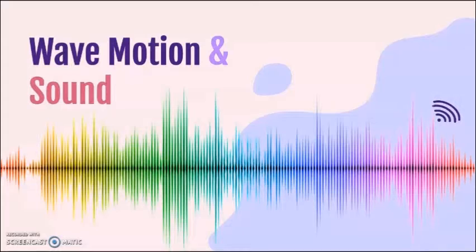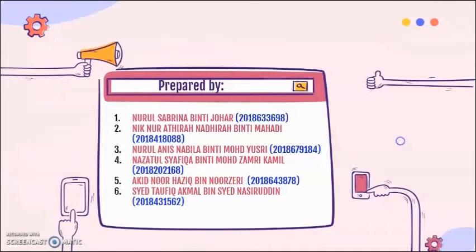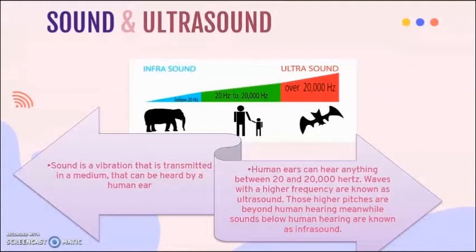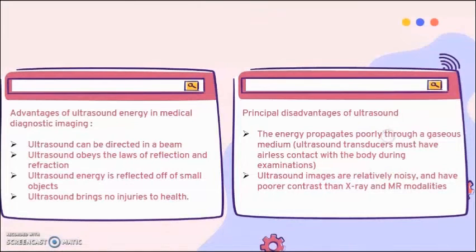Today, our group will present about wave motion and sound. Sound is a vibration that is transmitted in a medium that can be heard by a human ear. Human ears can hear anything between 20 and 20,000 Hz. Waves with a higher frequency are known as ultrasound. Those higher pitches are beyond human hearing. Meanwhile, sounds below human hearing are known as infrasound.